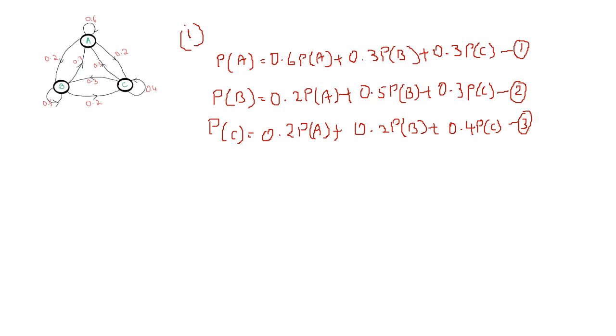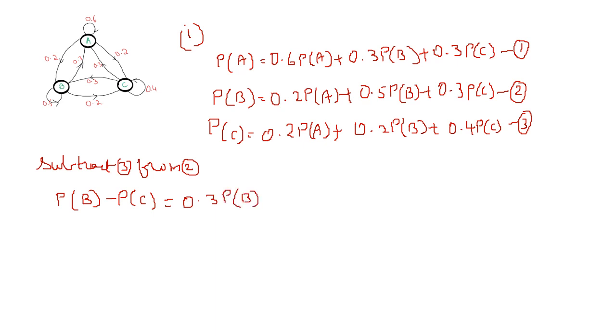Now we'll subtract 3 from 2. What we'll get is P of B minus P of C equal to 0.3 P of B minus 0.1 P of C. After solving, we get P of B is equal to 9 by 7 times P of C. Let this be equation number 4.